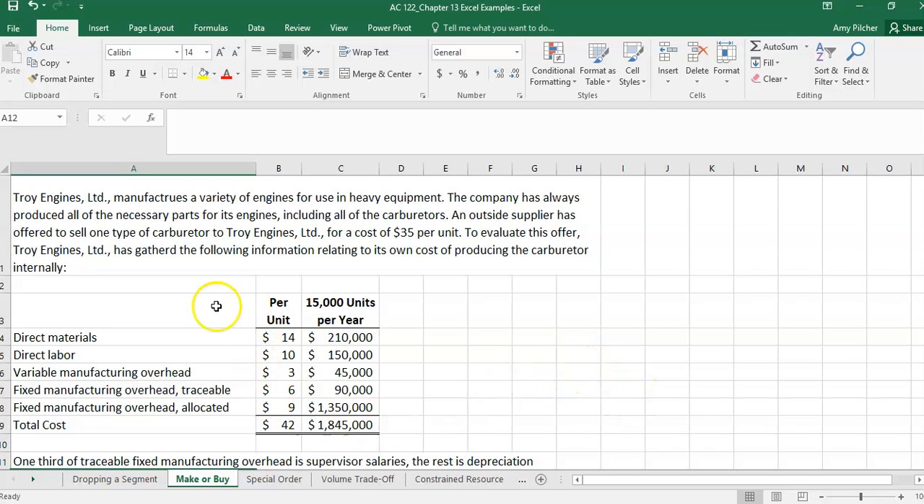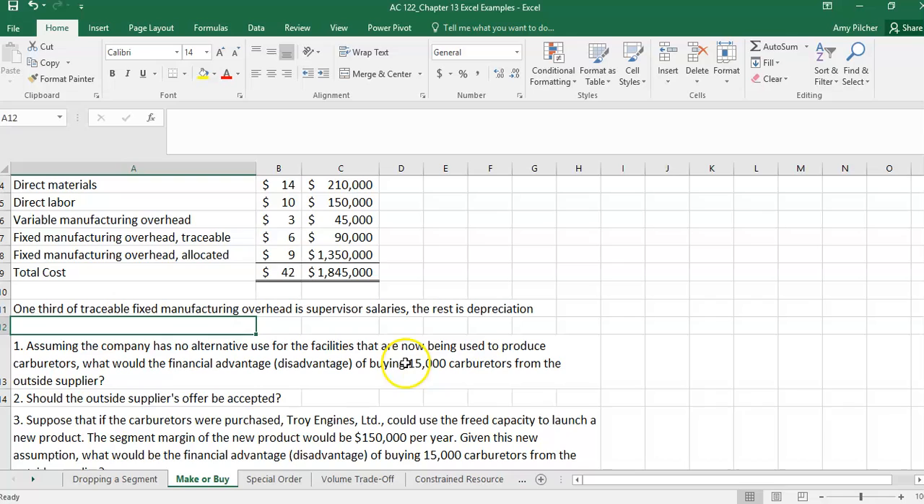So we have information about a part, per unit information, and per 15,000 units per year. We've also been told that an outside supplier has offered us this part for $35 per unit. We are also told that 1/3 of these traceable fixed manufacturing overhead is supervisor salaries, and the rest is depreciation. So if we remember, depreciation is not a relevant cost. So when we're looking at what is relevant and not relevant in this decision, we need to remove the 2/3 of that is depreciation from our amount.